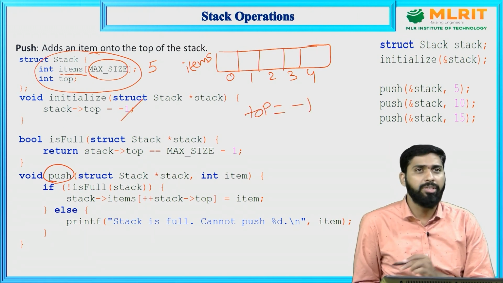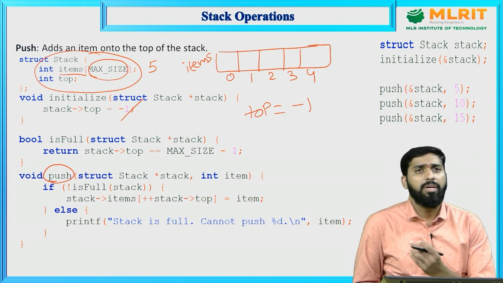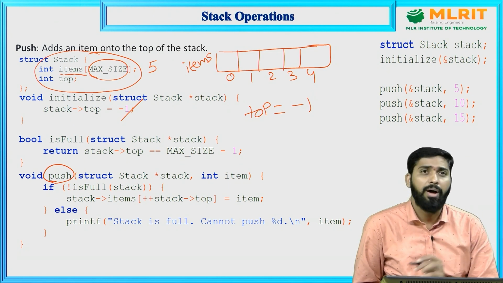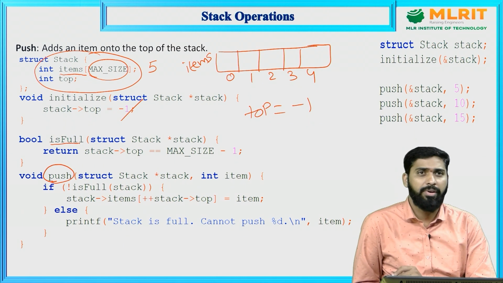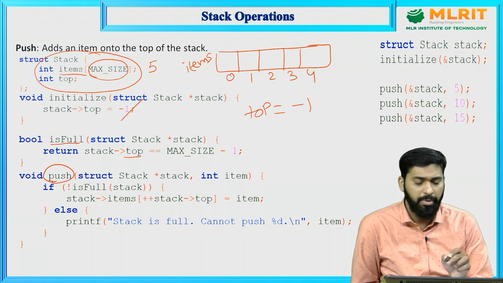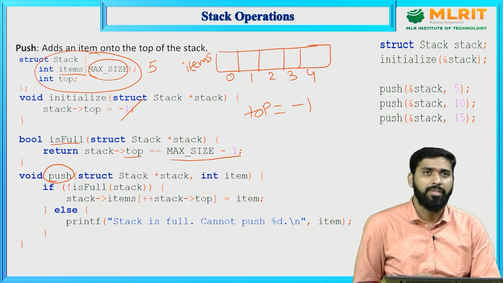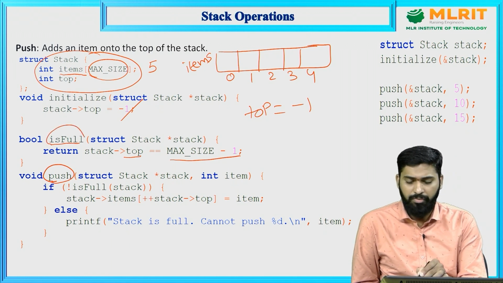This is the initialization. So, first we create a stack, then we call the initialize function, and initialization means here the top value is initialized with -1. Now the condition for is full. This is another function. The condition for is full is if the top equals to max size -1. If it is max size -1, then we assume that it is full.